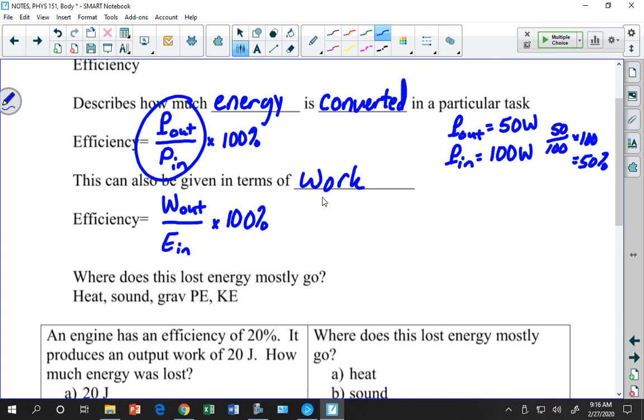Does it go into heat or sound or gravitational potential energy or kinetic energy? Where am I losing the energy mostly? I'm losing it mostly in the heat. In fact, the human body, we'll see later, is kind of like an infrared light bulb. It gives off a lot of heat. You have a power rating of about 100 watts. Like a 100-watt light bulb, you give off about the same amount of heat.